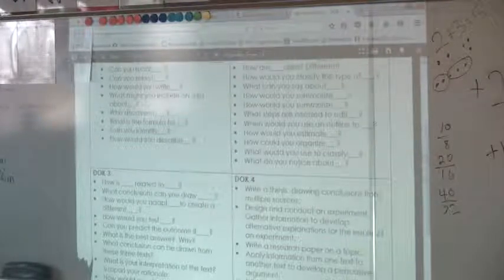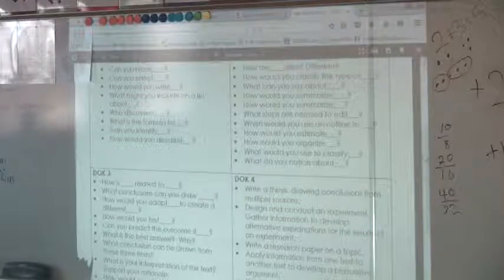Take these generic stems. The first one is write a thesis. You're not going to write a thesis, but that doesn't mean the thought behind how critically a student is thinking about something or looking into something isn't still going to be there.